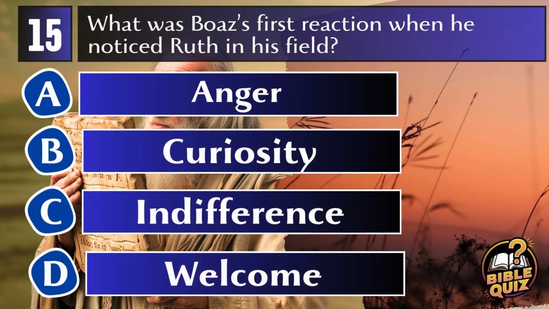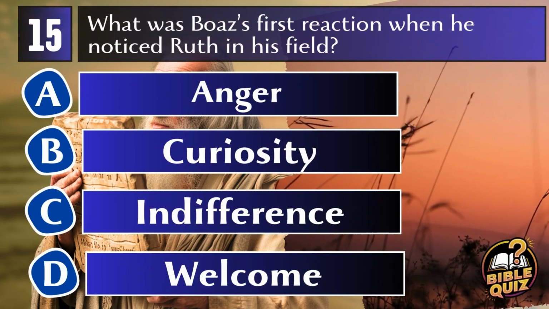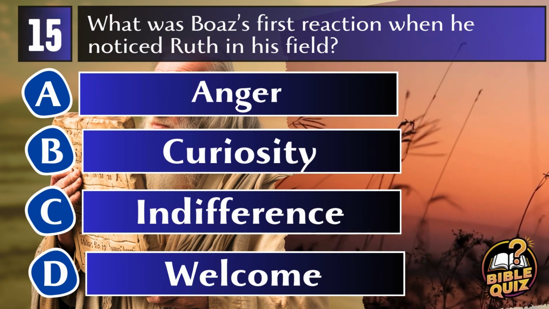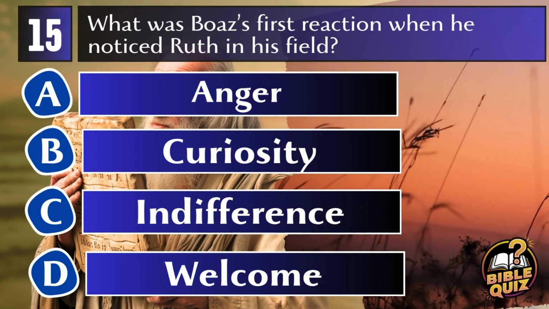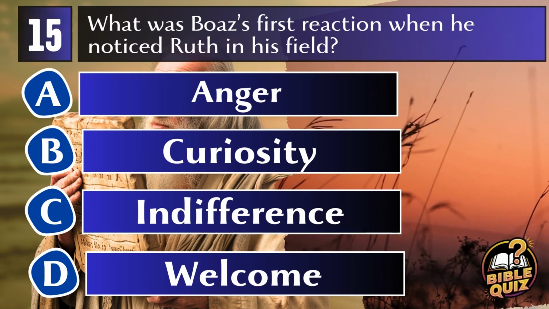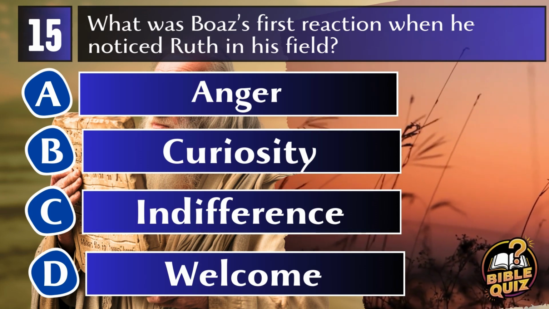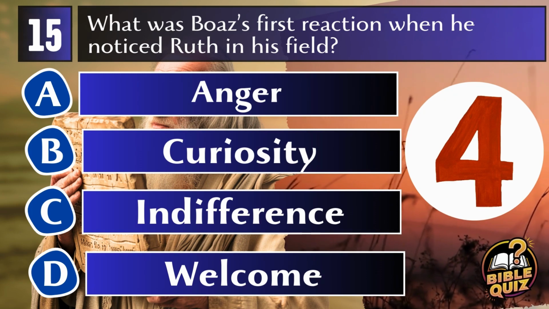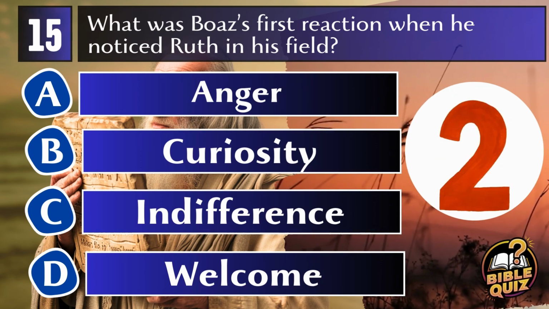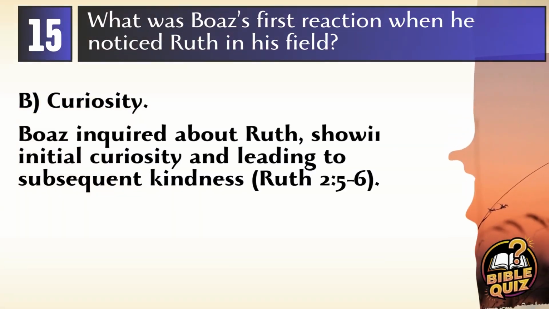Question 15. What was Boaz's first reaction when he noticed Ruth in his field? A. Anger. B. Curiosity. C. Indifference. D. Welcome. Answer: B. Curiosity. Boaz's first reaction was curiosity. He inquired about who she was, leading to his subsequent acts of kindness.